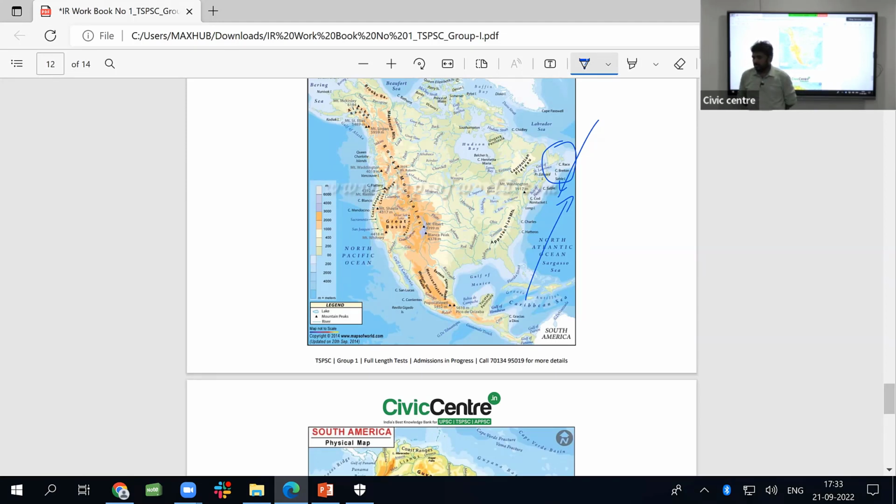Which is the largest freshwater lake in terms of area? Yes, Superior. Superior is the largest freshwater lake in terms of area. Largest freshwater lake in terms of volume? Lake Baikal. Largest lake in terms of area? Caspian Sea, which is not freshwater, it is salty. Longest is Tanganyika.